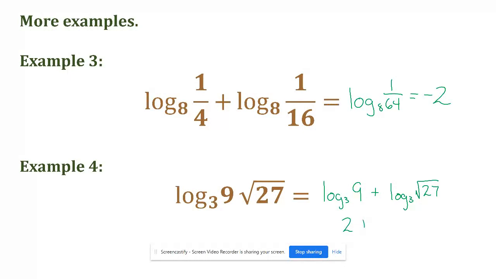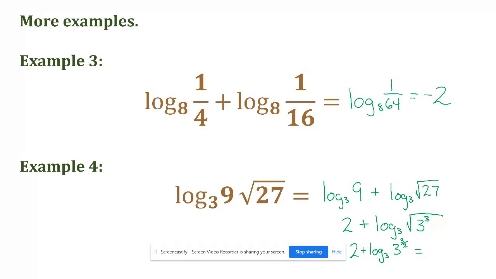The second part here, I'm going to do a little more work. I'm going to rewrite this 27 as 3 to the third power because I know 27 is 3 cubed. This is going to be kind of a tight squeeze here at the bottom, but stay with me. I know from what we learned about radicals that the square root is taking something to the 1/2 power, and we can rewrite square root of 3 to the third as 3 to the 3/2 power.